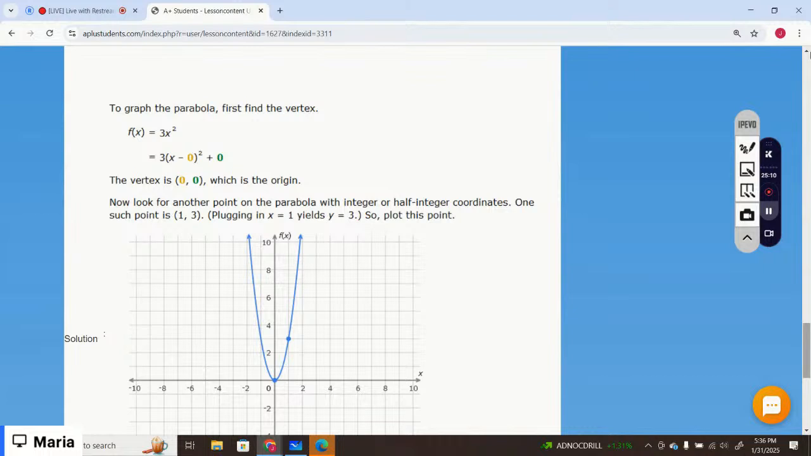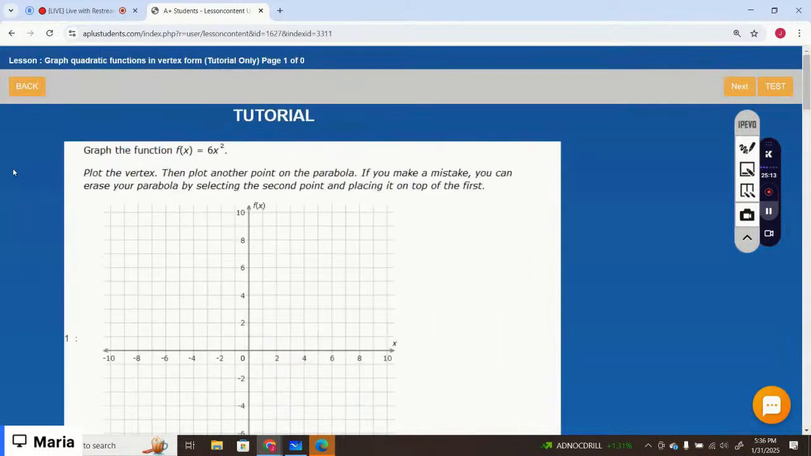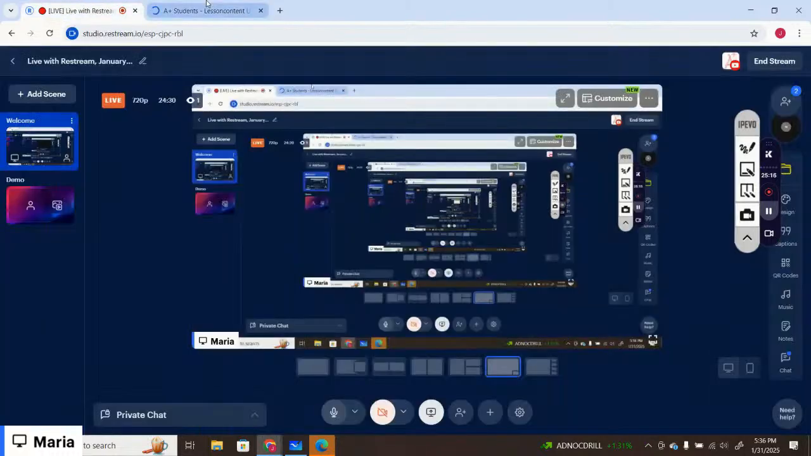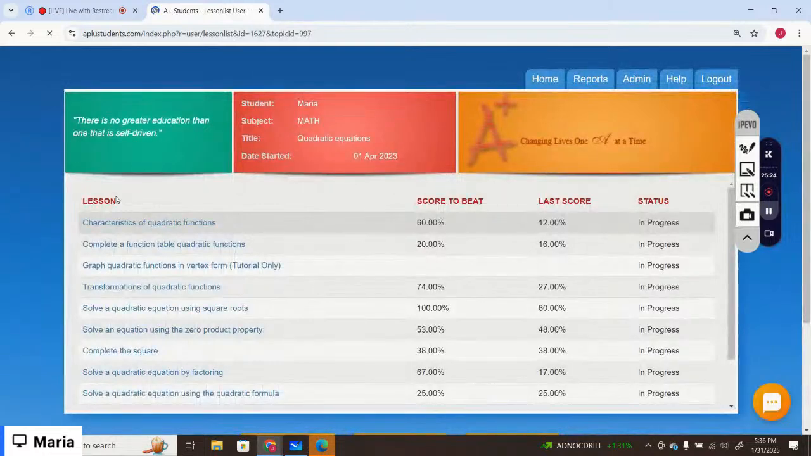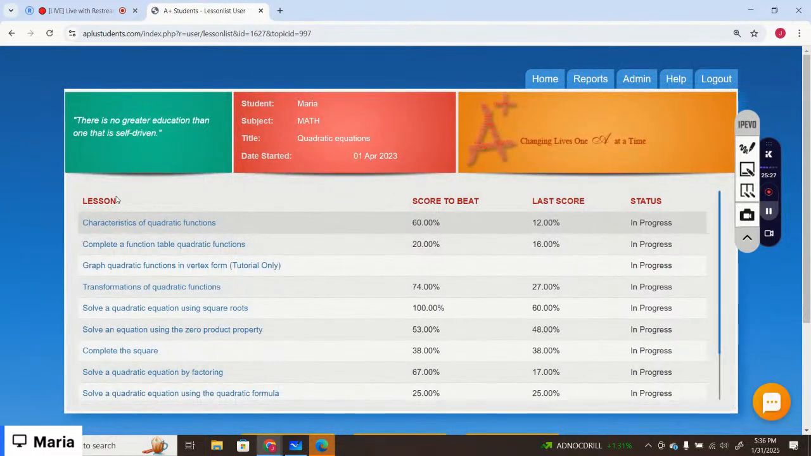Okay, so we were working on grade 10 math. The chapter we're working on is quadratic functions. The lessons we have covered today are characteristics of quadratic functions, complete a function table for quadratic functions, and graph quadratic function in vertex form. So please make sure before the next session you complete all the practice questions for the lessons we just did. That is your homework until next session.